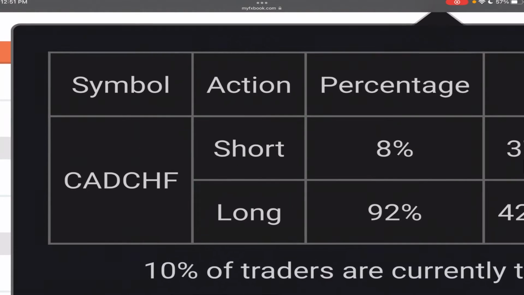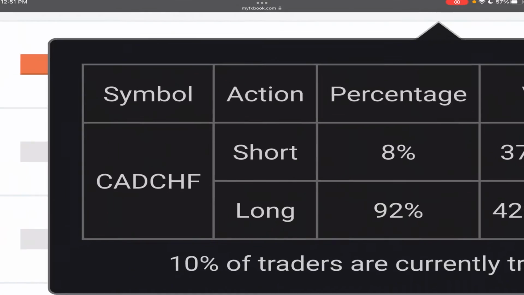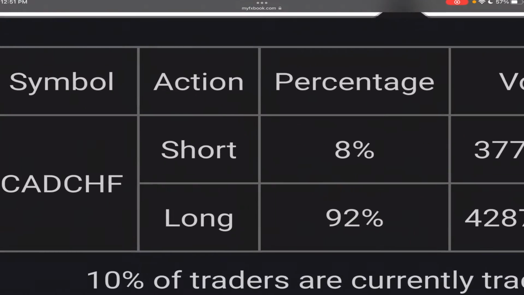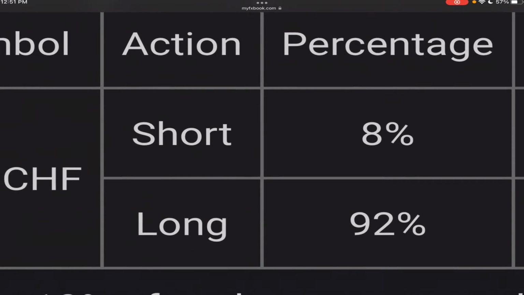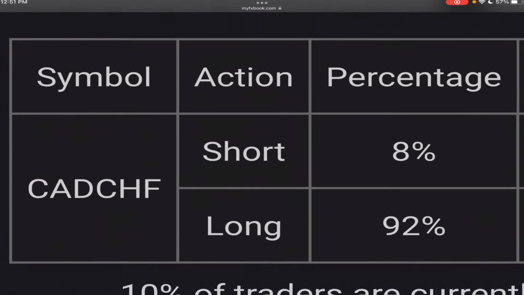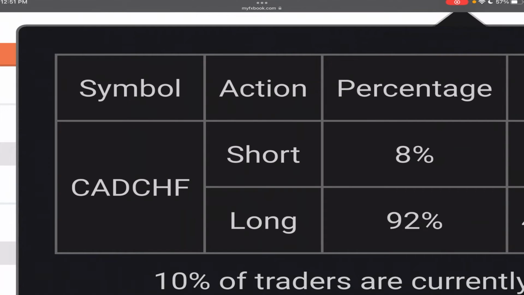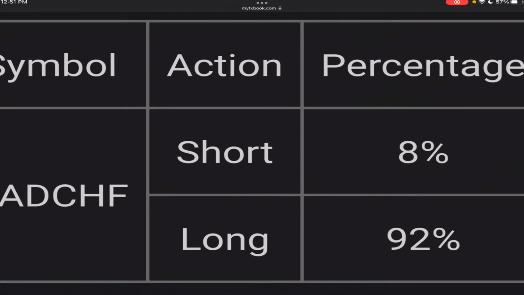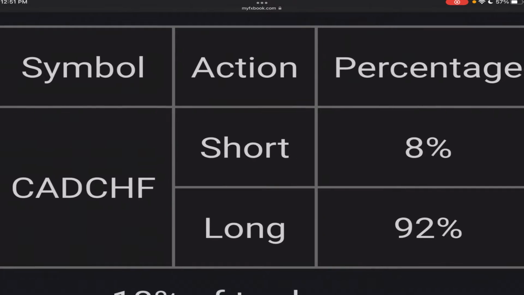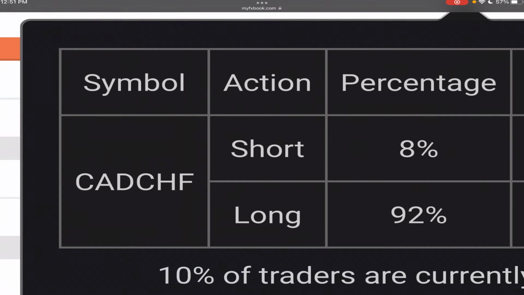So we don't go with the crowd, we isolate ourselves from the crowd, because this is public money, and the public money is at 92%. So this is what happens. If they show us that 92% of traders are long, this means this pair is selling. And we are going to sell until it hits 5%.